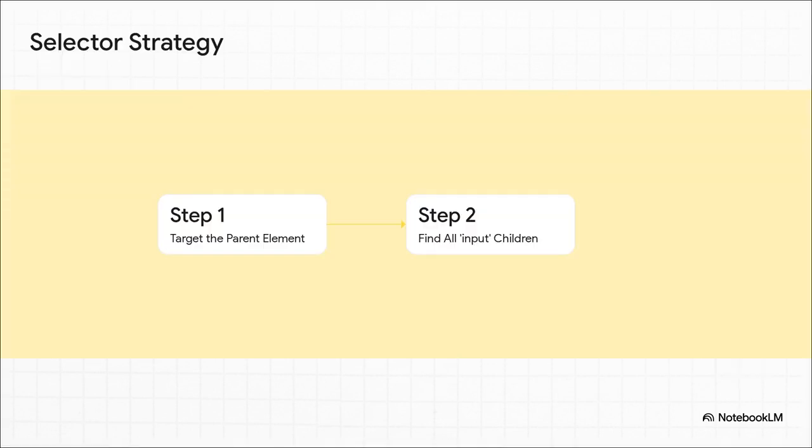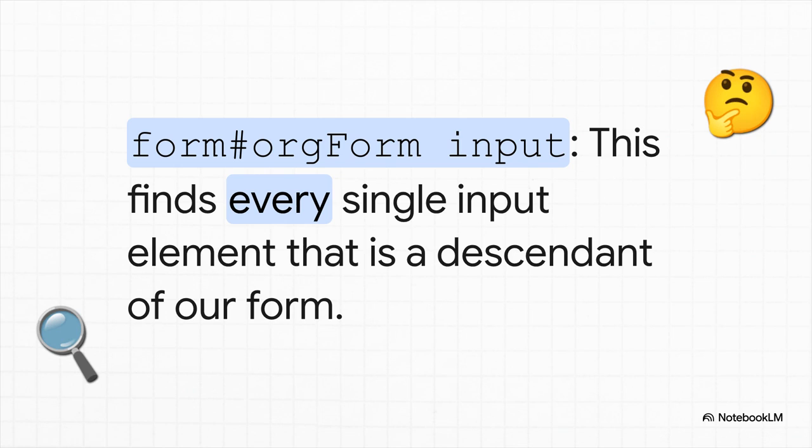Okay, so building on that, the next logical step seems simple, right? Let's just find all the input elements inside that form. But as you're about to see, this creates a whole new problem for us. So we write our next selector, form#orgform input. This goes out and finds every single input element tucked away inside our form. And what does it find? 9 of them. 9! That's way too broad. We only want one specific input field. This just goes to show why that simple approach usually doesn't cut it.